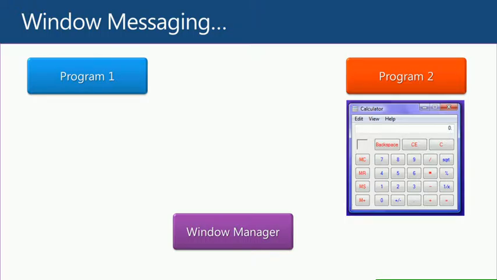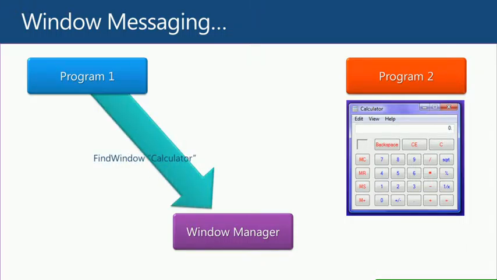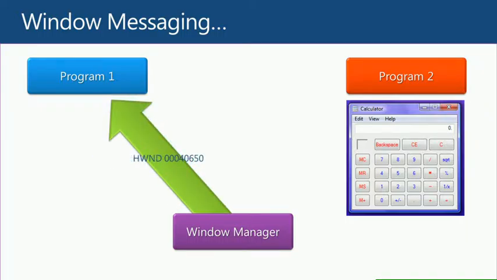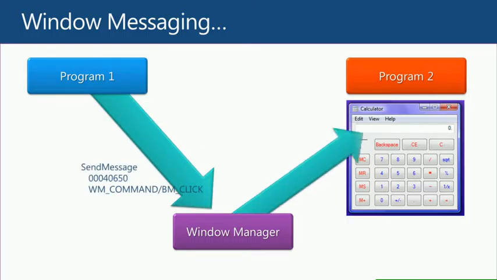Well, what does a message do? A message might tell a window, you were clicked in this location, or this key was pressed, or you are being moved to this other location, or you should redraw yourself now, or you should set your text to this value. Program 1 can ask the window manager, is there a window around here with a title Calculator? And the window manager will say, yes, there is. This is the identifier of it, the handle to the window. And now program 1 can use that value to send a message simulating a button click and cause program 2 to respond to that button click.